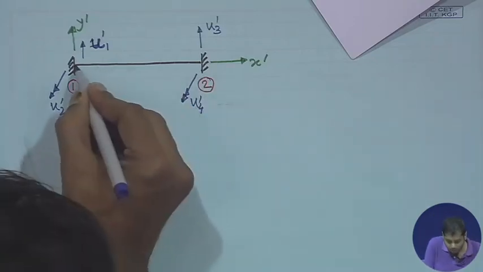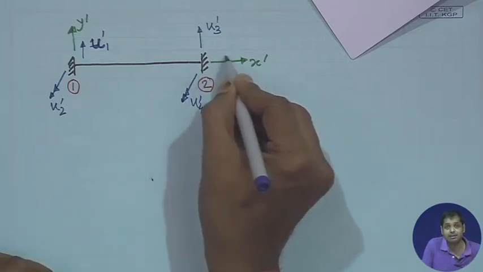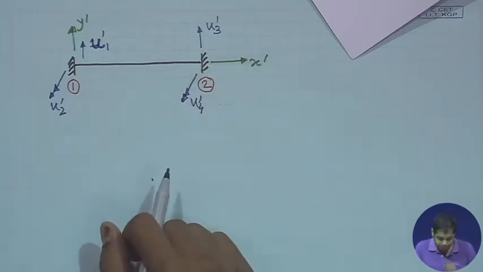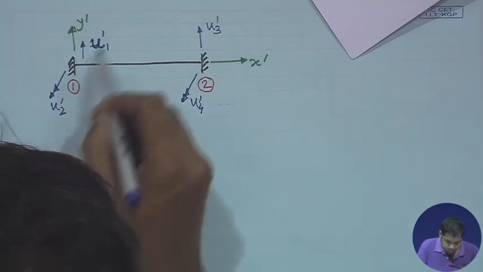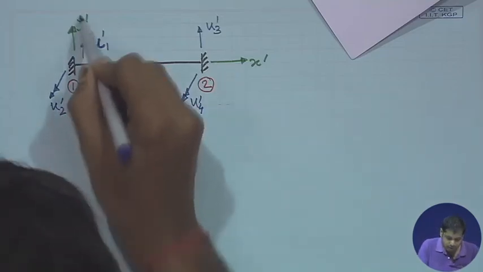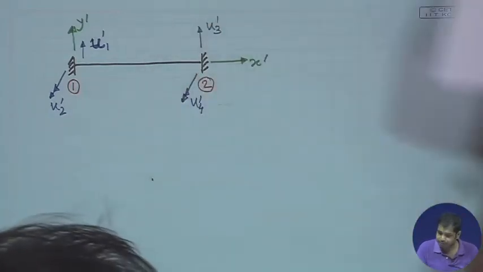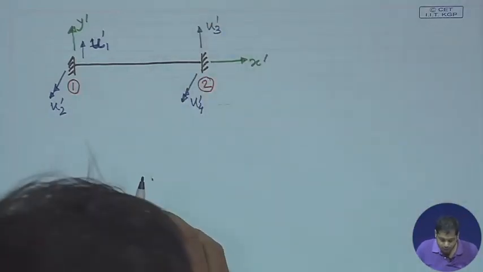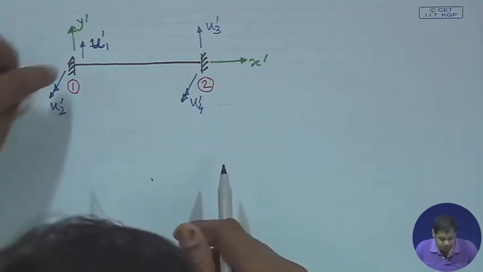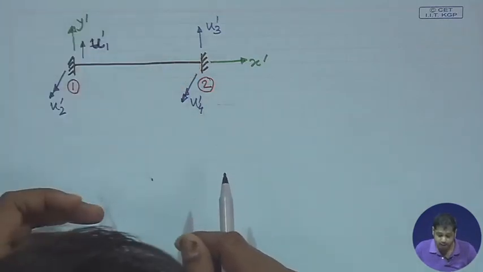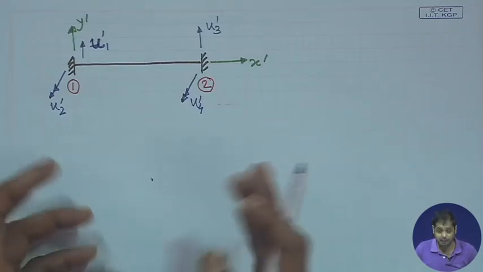So, there is no translation here, because for the time being we are neglecting the axial deformation. So, at every joint we have 2 degrees of freedom, one translation in the transverse direction and one rotation. Okay. Now, similar to truss, first we consider each degree of freedom and then find out the corresponding stiffness coefficients.